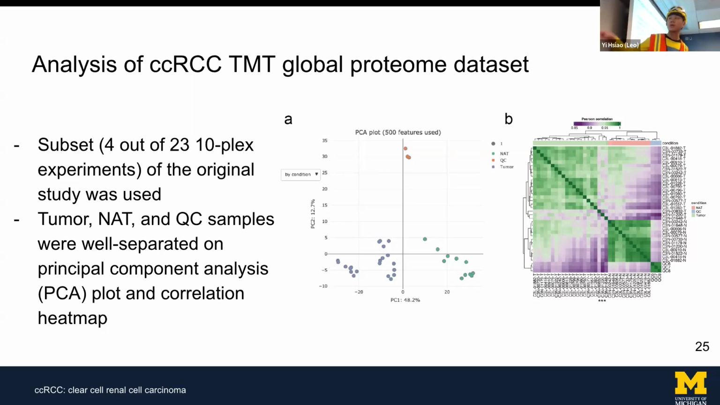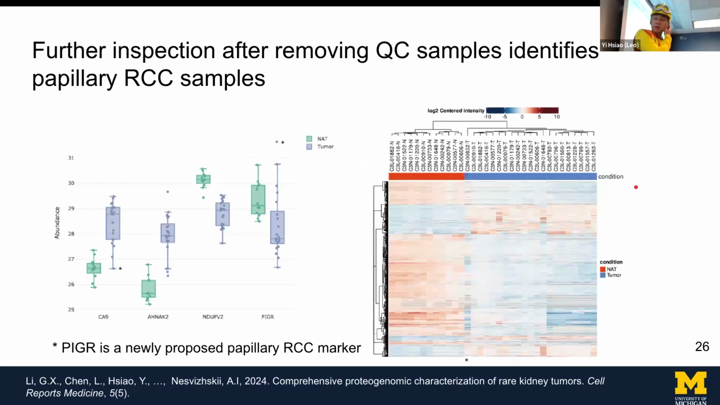As a result here, you can see the QC samples, tumor, and NAT, or I can simply call it normal. They have well-separated results. Even the correlation heat map, which considers almost all features you have in the matrix, still shows that they are separate. So generally it looks pretty good as a demonstration of the data quality of the experiment.